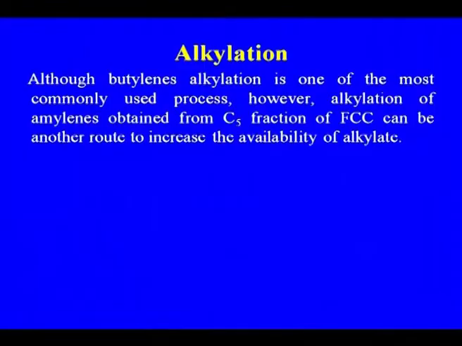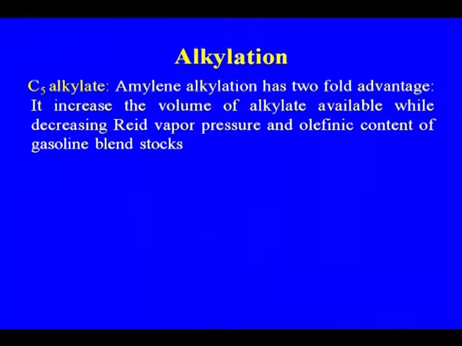So, now alkylation of the amylenes obtained from the C5 fraction of FCC can be another route to increase the availability of alkylate, because C5 still we are not alkylating, that is going to steam manufacture. C5 alkylate, amylene alkylation, has a twofold advantage. It increases the volume of the alkylate available while decreasing the Reid vapor pressure and olefinic content of the gasoline blend stocks.